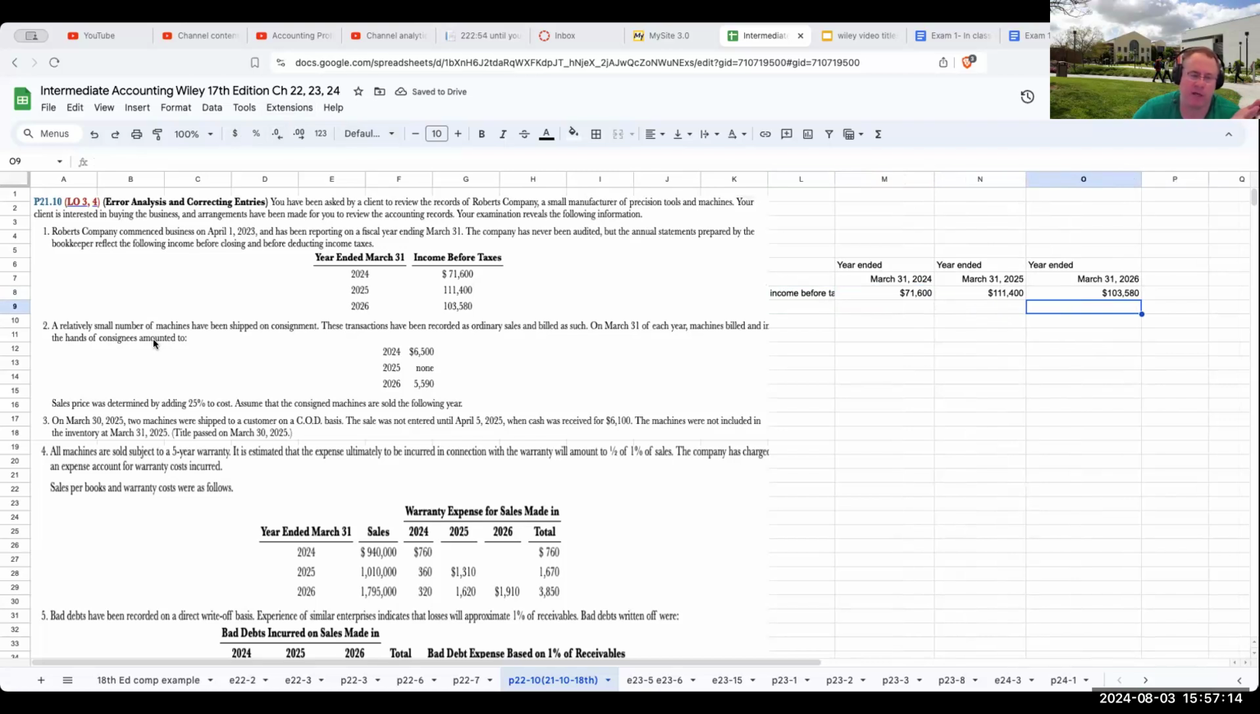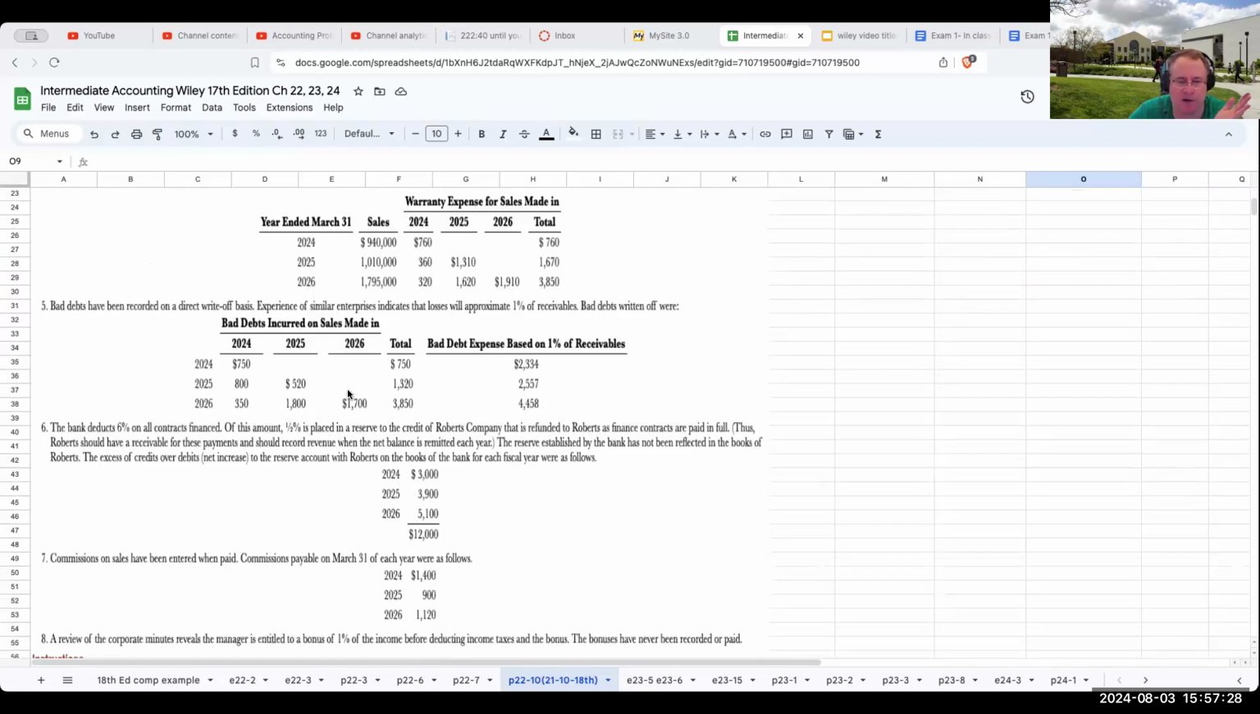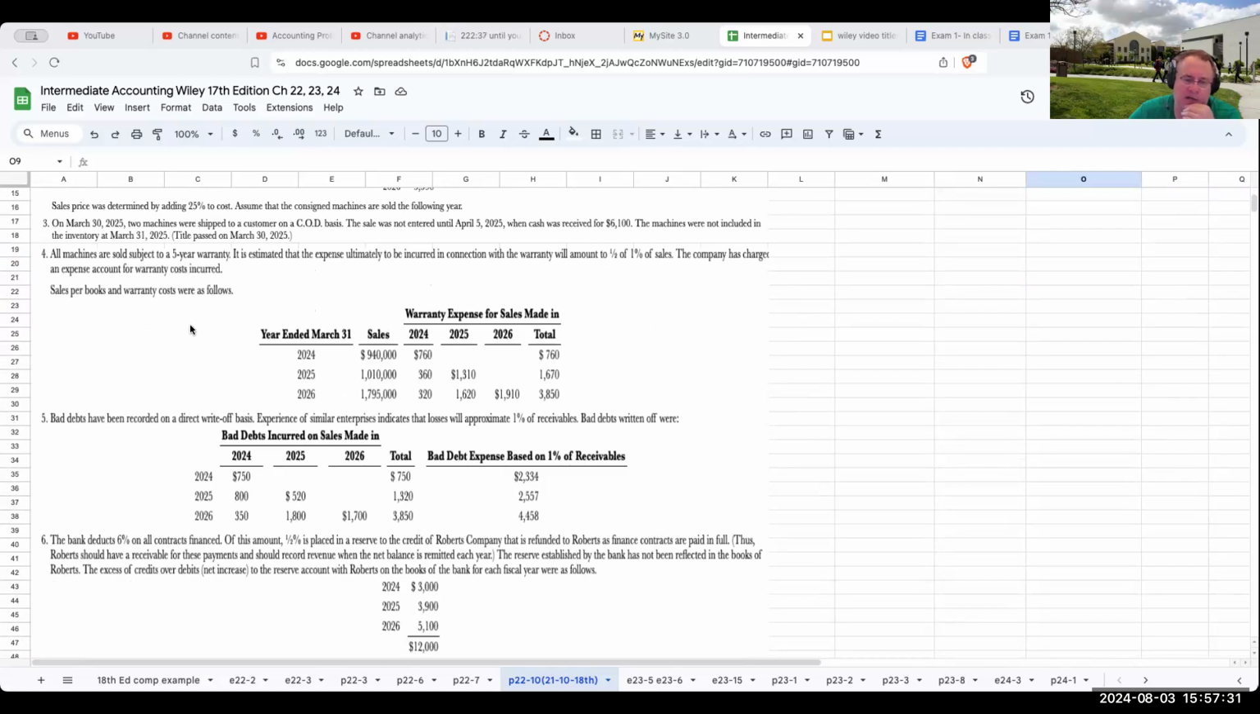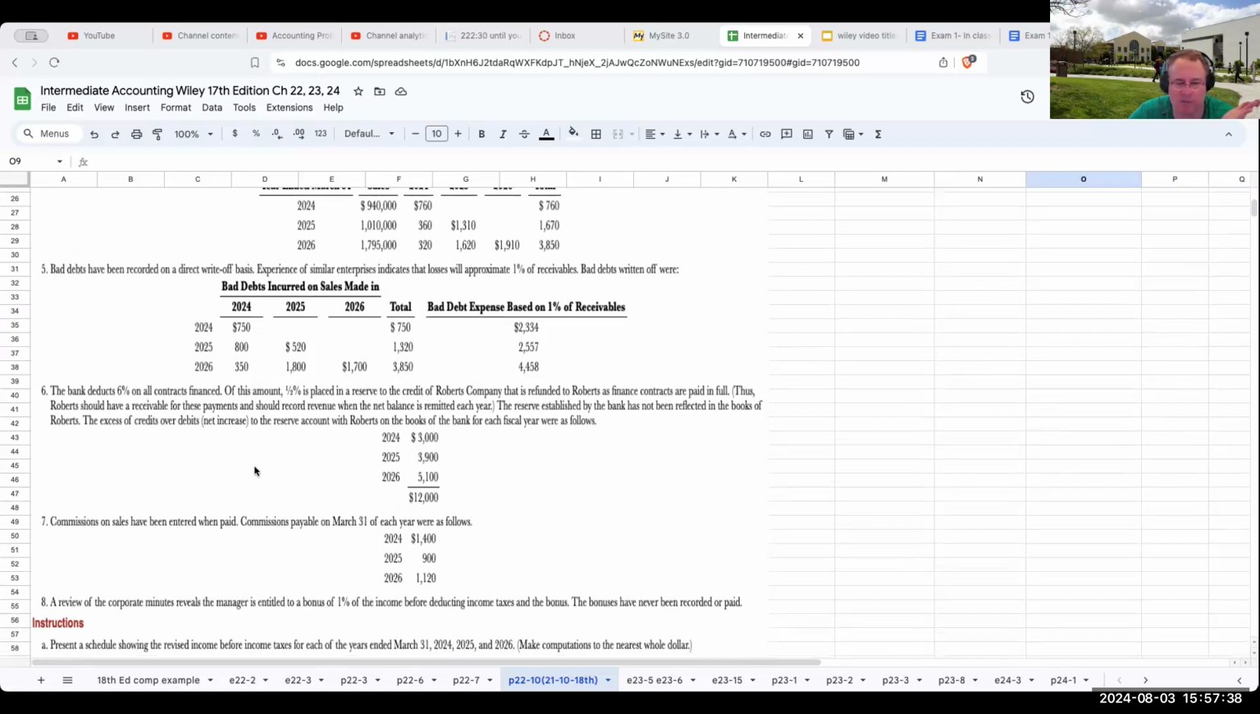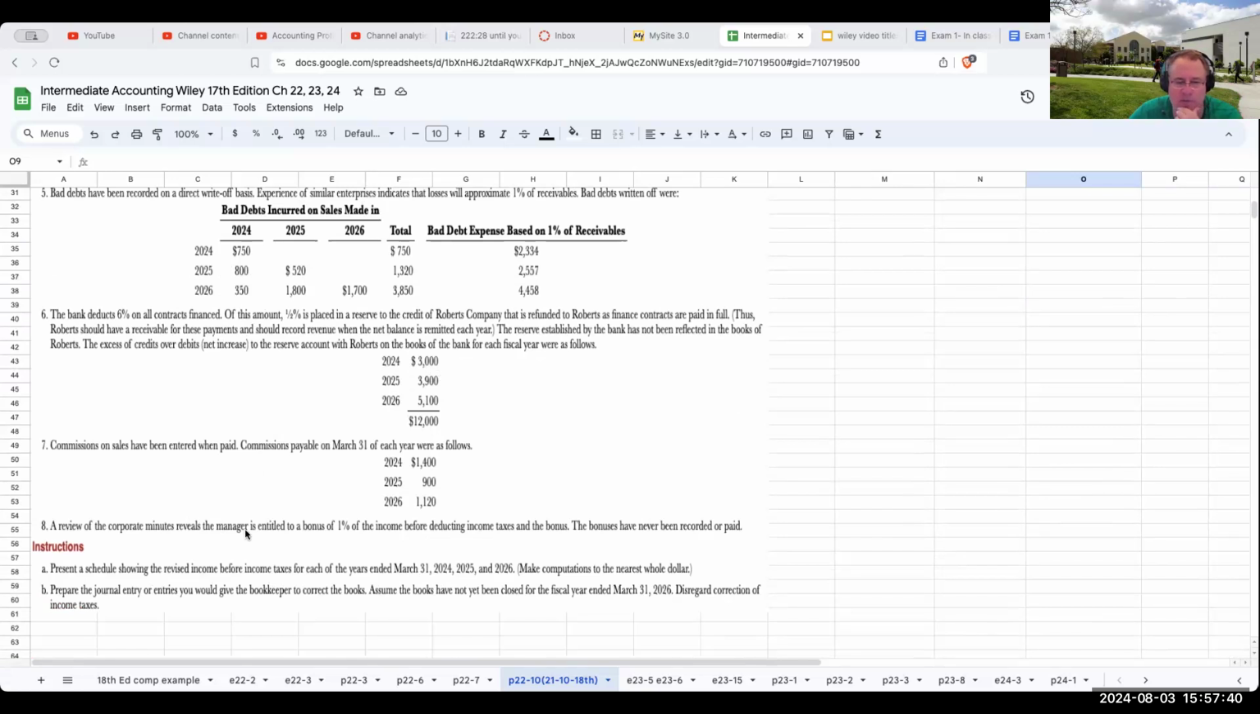And so we've got over here a relatively small number of machines that have been shipped on consignment. Sales price was determined by adding 25% to cost. Okay, so we've got all this information here. We've got sales per books and warranty costs, bad debt. We've got the bank deducts different parts, sales commissions, and then a review that the corporate minutes reveal a manager is entitled to a 1% bonus of income before deducting taxes and the bonus.